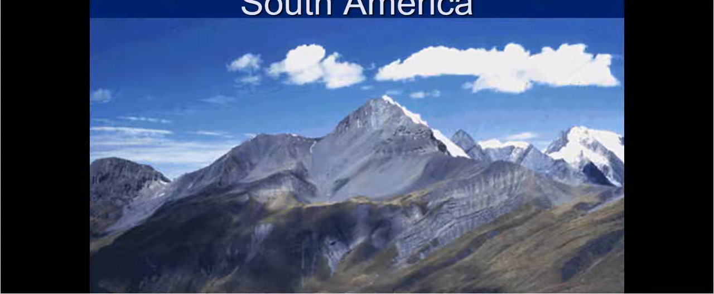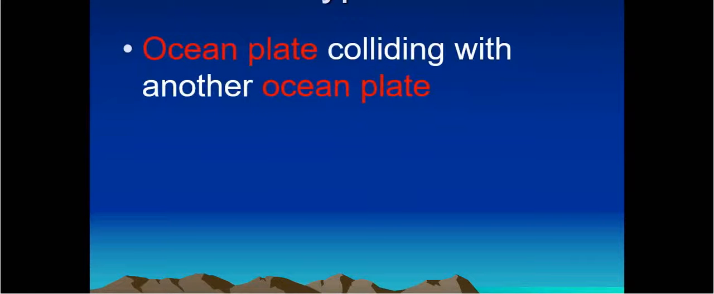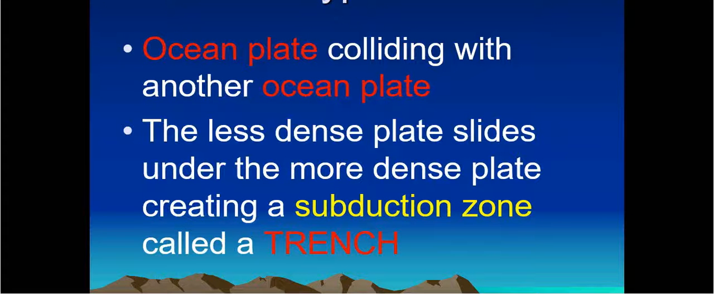The Andes Mountains in South America are formed by the type 1 convergent plate boundary, due to the collision of an oceanic plate and a continental plate. The second type of plate boundary is one in which an oceanic plate collides with another oceanic plate, and the denser plate slides under the less dense plate, creating a subduction zone known as a trench.